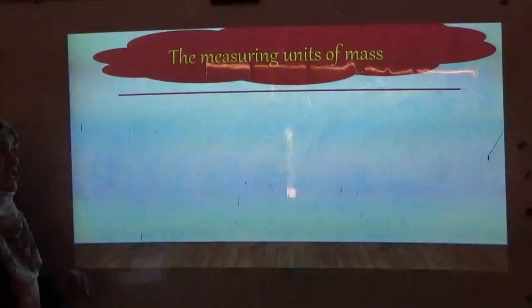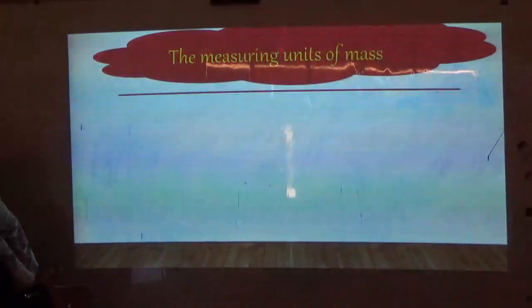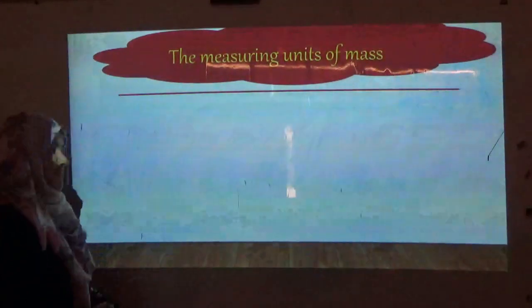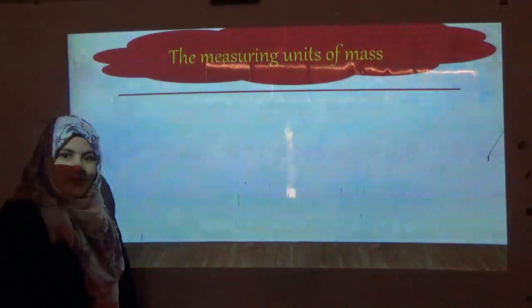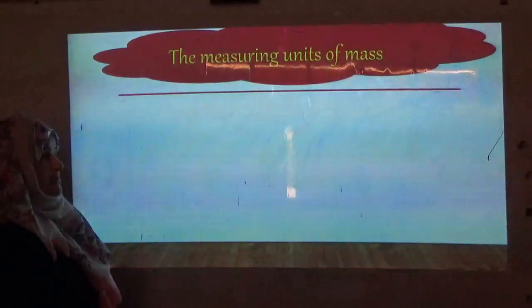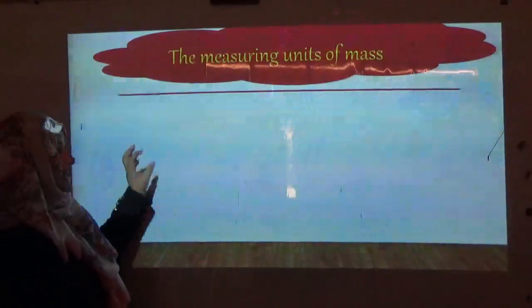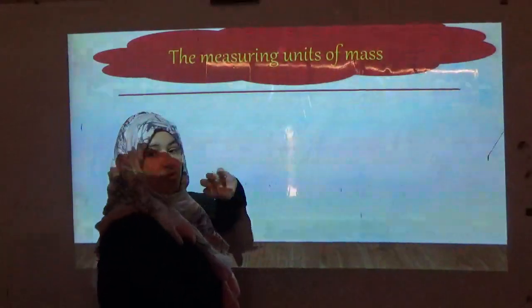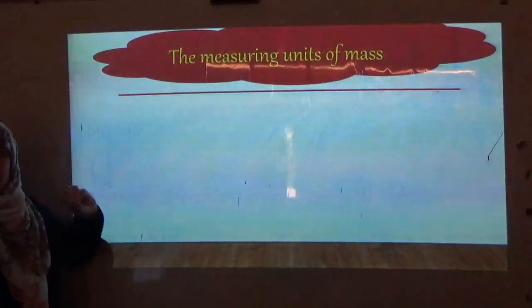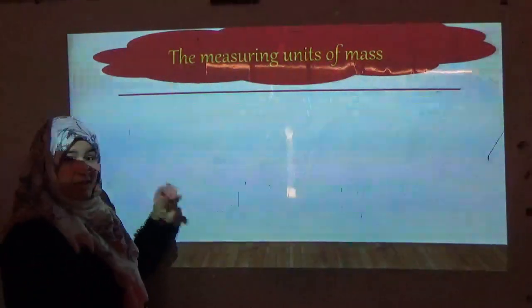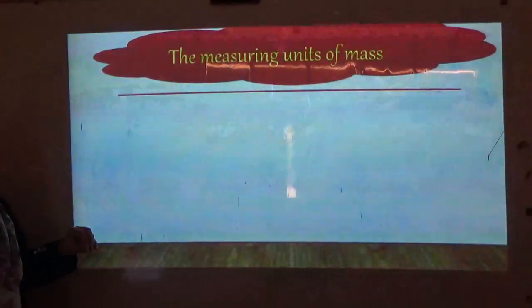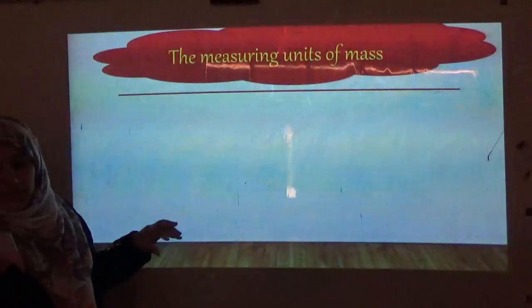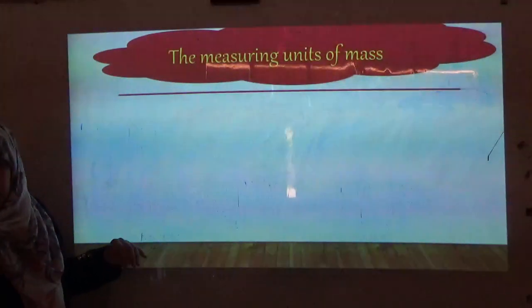And now for the measuring units of mass. If you buy a piece of gold, the amount of gold that you buy will be measured in a certain unit. For small objects like gold, silver, and the precious, expensive objects, we can use a unit called gram.